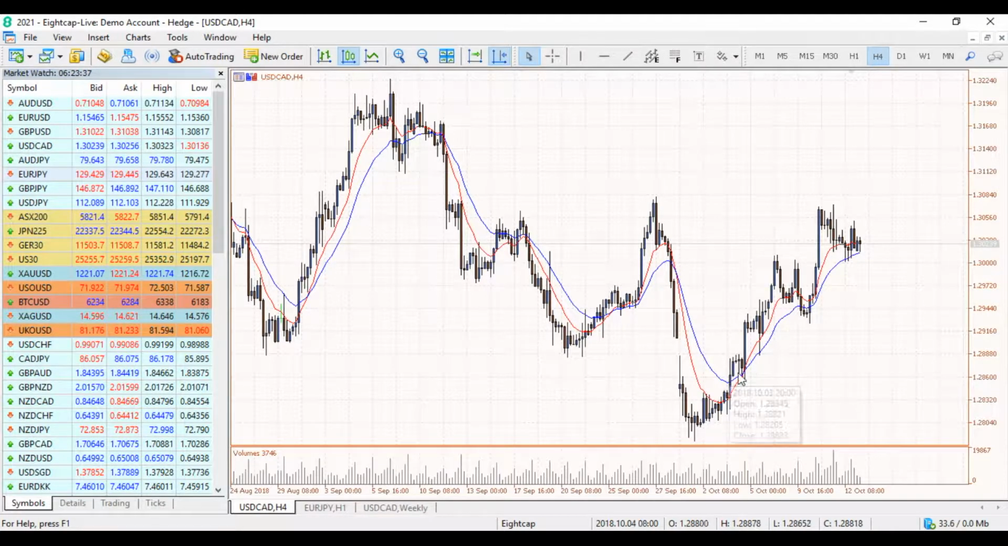So we can see once again here after price found support, we made a new cross, price moved up with a retracement, and then price made a new leg higher once again. So that's one way of using moving averages to try and pick trend and retracements.